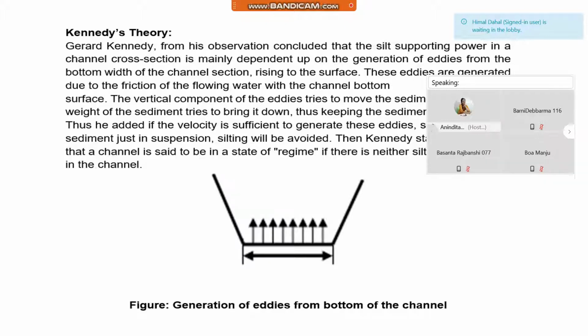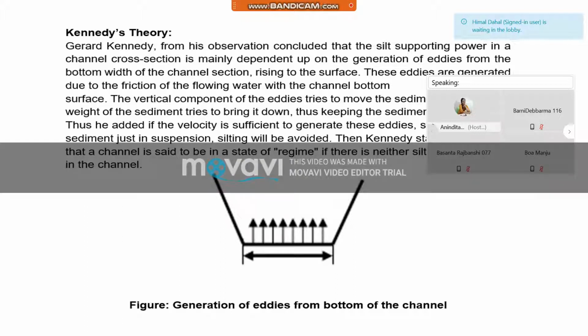Thus he added, if the velocity is sufficient to generate these eddies so as to keep the sediment just in suspension, silting will be avoided. Then Kennedy stated that a channel is said to be in a state of regime if there is neither silting nor scouring in the channel. In this figure, you can see the generation of eddies from the bottom of the channel.